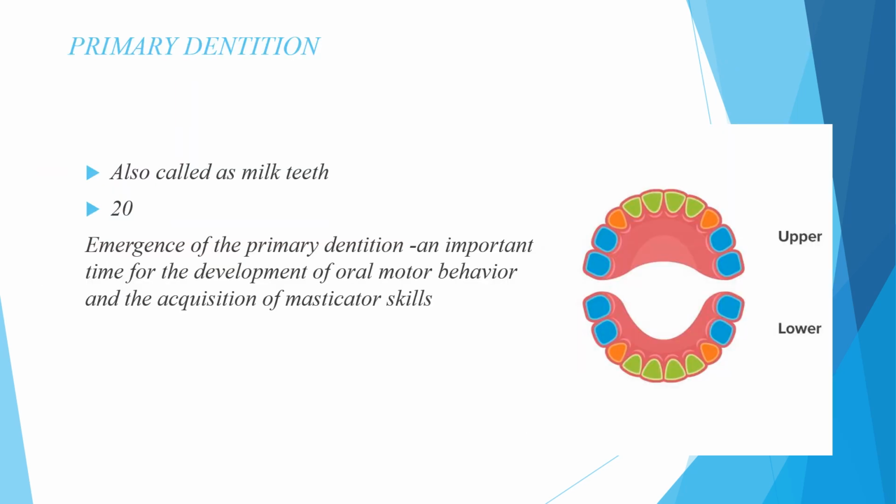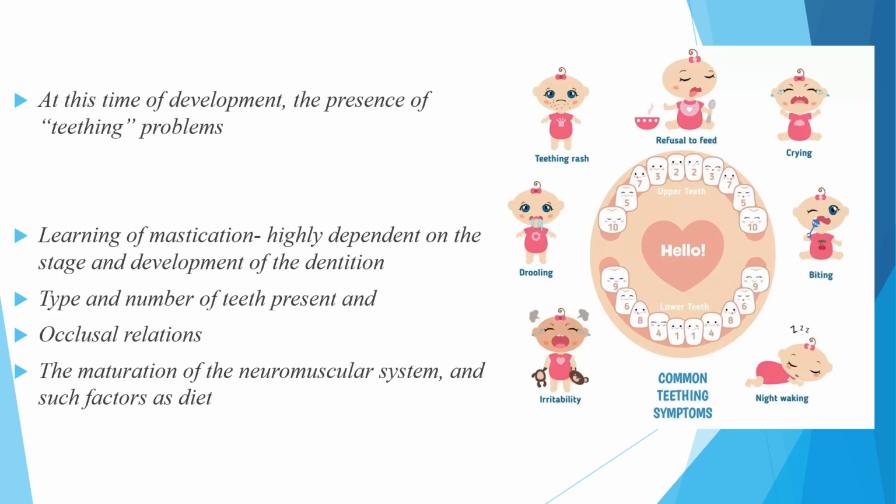Let's see about the primary dentition. It is also called milk teeth. There are 20 primary teeth. Emergence of primary dentition is very important for the development of oral motor behavior and also for the acquisition of masticative skills. At this time of development, there will be the presence of teething problems. The child will have to learn regarding mastication.